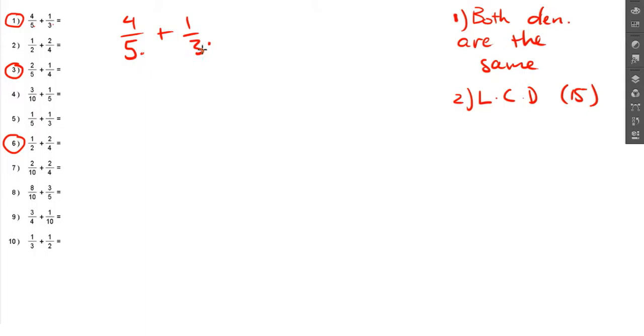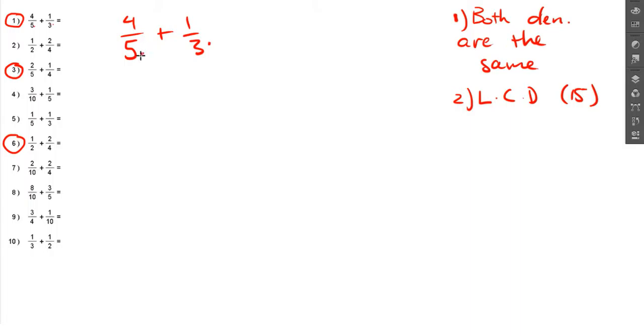An easy way to find the lowest common denominator is to try just multiplying the two numbers across. So 5 times 3 is 15, or 3 times 5 is 15. It's not always the lowest common denominator, but it usually helps. If you do that, you can't go wrong. So let's continue. 4/5 plus 1/3.